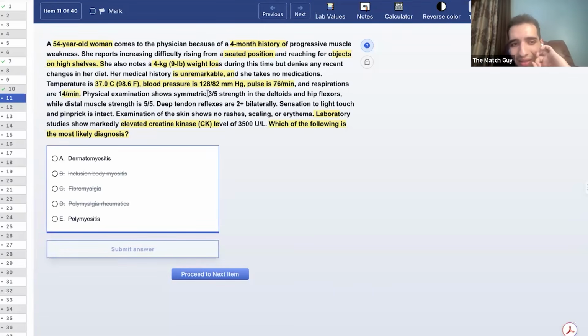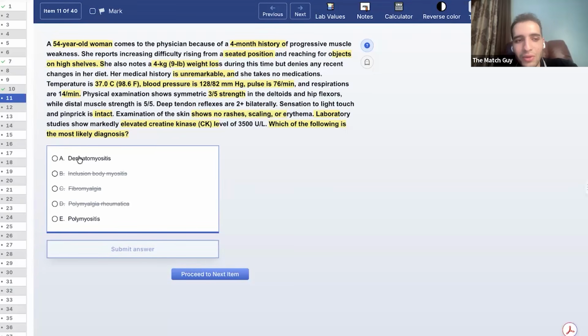Physical exam shows symmetric 3 out of 5 strength. So that's weakness. So now I am 100% sure. Muscle weakness. That's my pattern recognition for myositis. Myositis is the only one that will present with muscle weakness here. Okay. Sensation to light touch and pinprick is intact. It's not a neurological problem in the sensation. Examination of the skin shows no rash, scaling, or erythema. So that's the answer here.